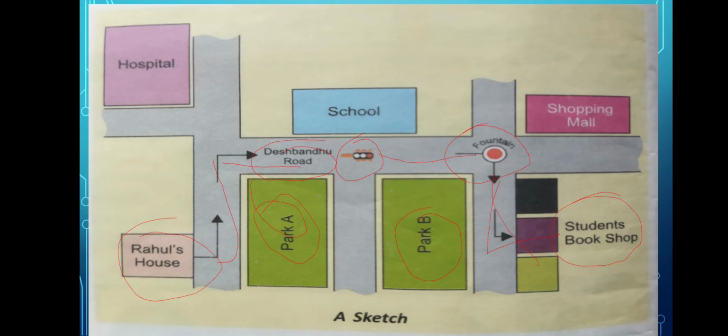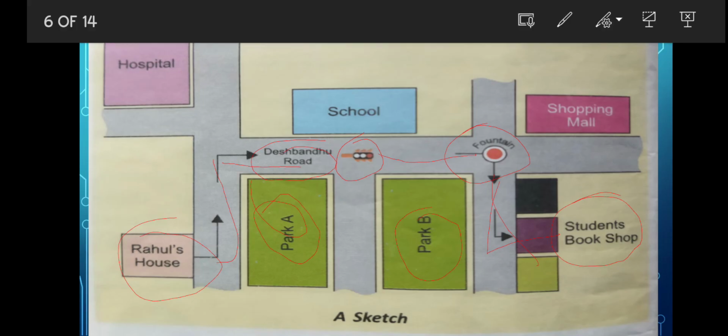Okay, for better understanding I'll give an example. Here I have one sketch. Rahul's friend Akshay has come to meet Rahul and he wants to go to the bookshop, but he does not know the way. Rahul will explain to Akshay the exact location of the bookshop with reference to other landmarks on the route, like traffic lights, fountain, park, and shopping mall, etc. Rahul is guiding Akshay.